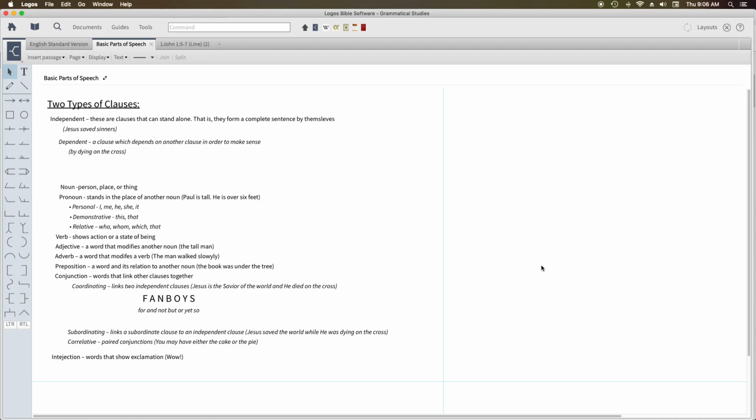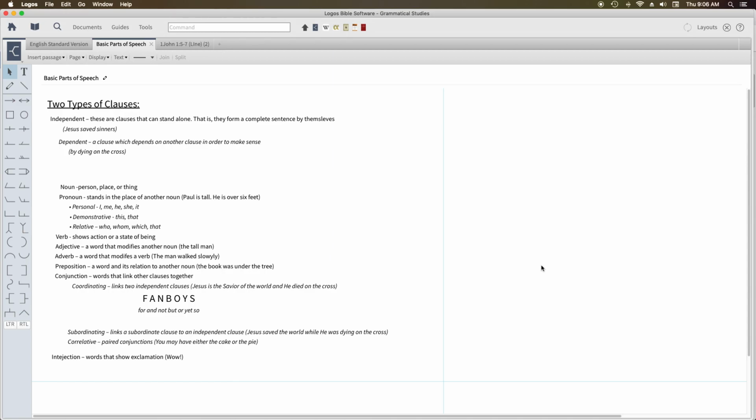So then you have adjectives, and adjectives are words that modify some type of noun. So in the phrase the tall man, the word tall is describing man. It's qualifying man by telling us something about the man, that the man is tall. So the word tall is an adjective. Then you have adverbs, and adverbs most of the time are going to modify verbs, and they tell us how a verb is carried out.